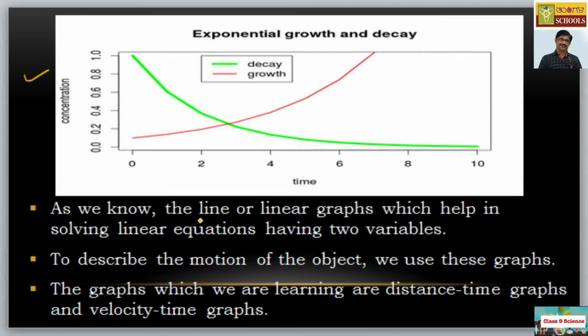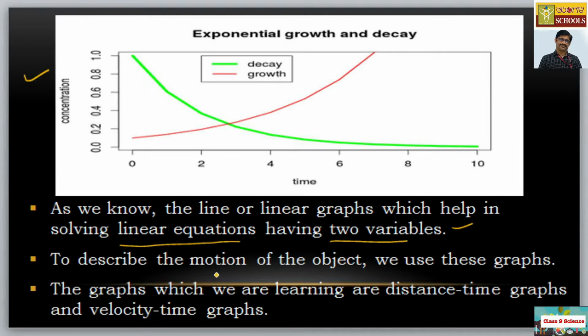As we know, these are called linear or line graphs, which help in solving linear equations having two variables. Solving the linear equations, these graphs are helping us, and hence they are very much important.